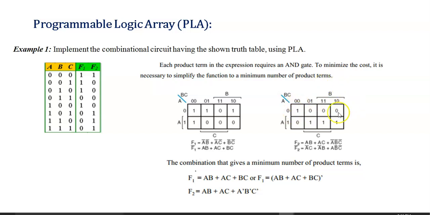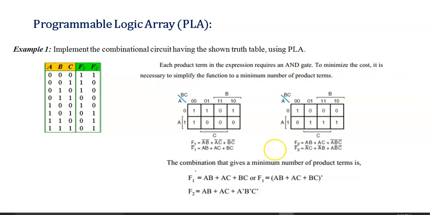In the same way you need to solve F2, and after solving you get F2 as AB plus AC plus A bar, B bar, C bar. Why do you get A bar, B bar, C bar? Because no group forms for this. This is a single digit, no grouping is possible, and that's why this is A bar, B bar, C bar, because 0 0 0, and that's why it comes in 3 bits.